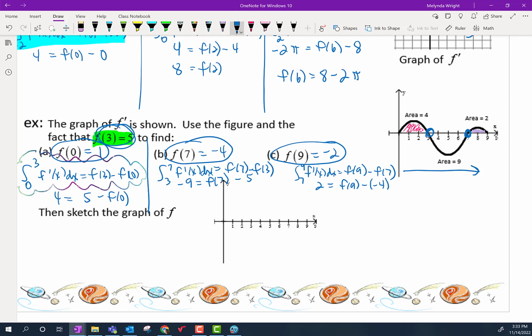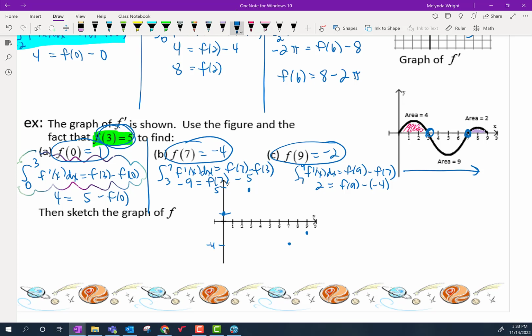Okay, they want us to sketch the graph of f. Look at all those position values we have. That's kind of nice. Let's just plot the position values. So 0, 1. We know 3, 5. That was our initial condition. Let's see what else we know. We know 7, negative 4. And we also know 9, negative 2.